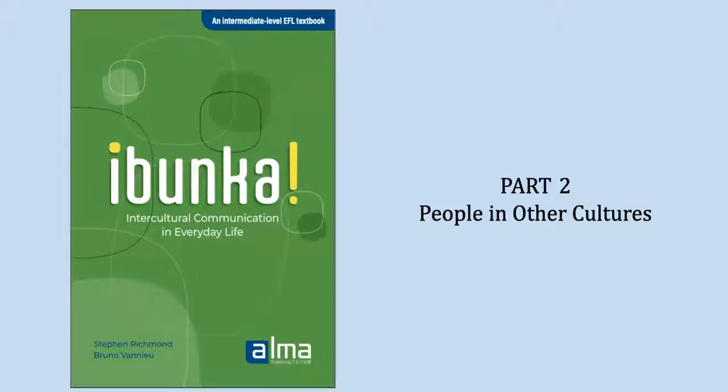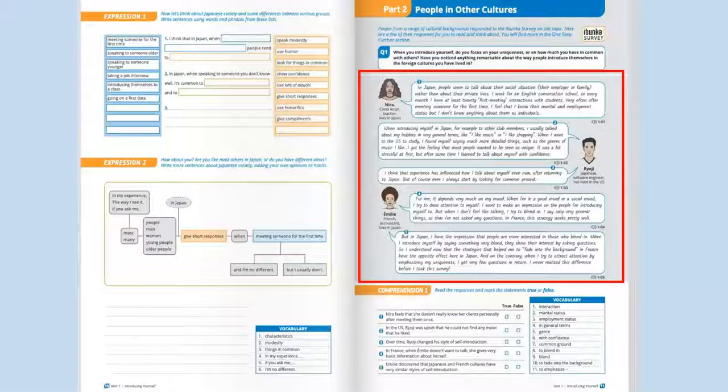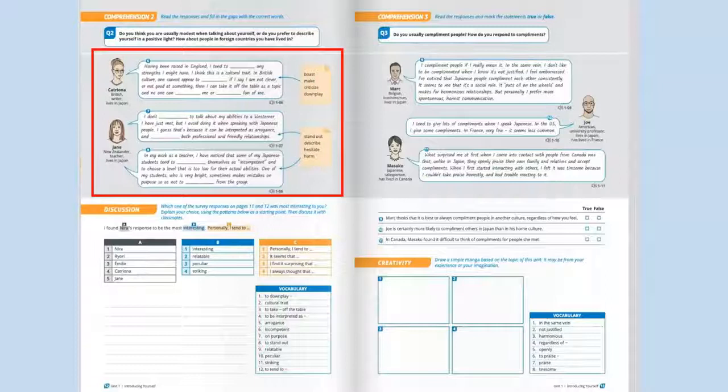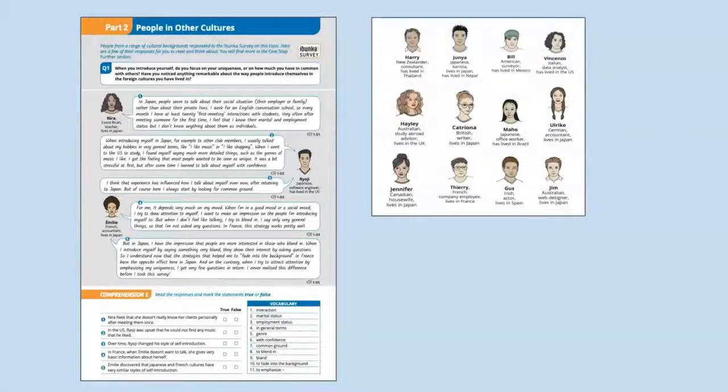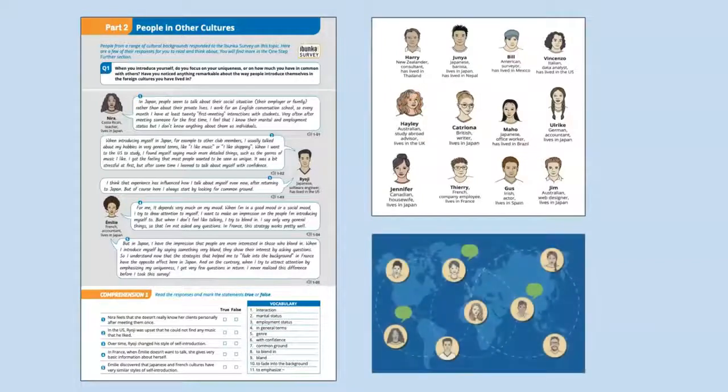Part 2. People in Other Cultures. Comprehension 1 and 2. Here are some of the responses to the Ibunka survey. Many people who have lived abroad or are living abroad were kind enough to share their personal experiences and insights. Through these responses, you'll get an idea of how people think and behave in many cultures outside of Japan. It's interesting to notice that there are sometimes considerable differences between Western cultures.